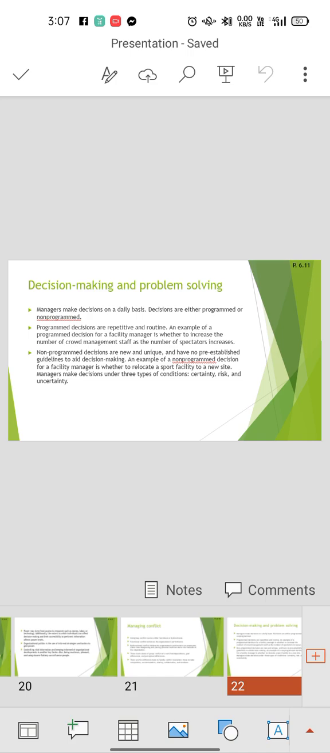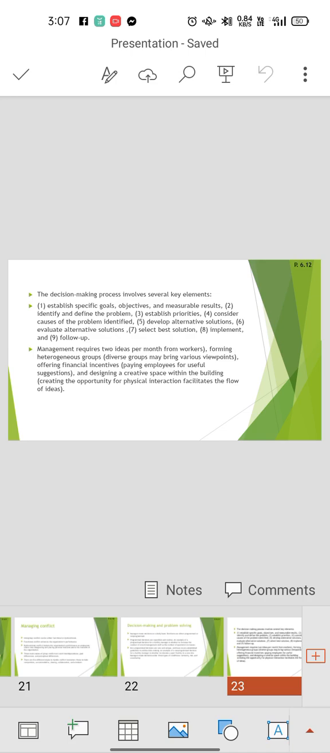Non-program decisions are new and unique and have no pre-established guidelines to avoid decision making. An example of a non-program decision for a facility manager is whether to relocate a sports facility to a new site. Managers make decisions under three types of condition: certainty, risk, and uncertainty.